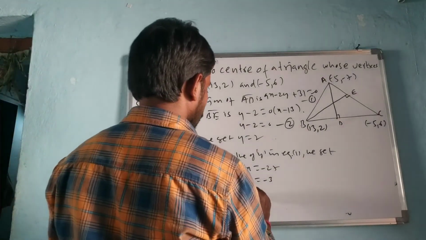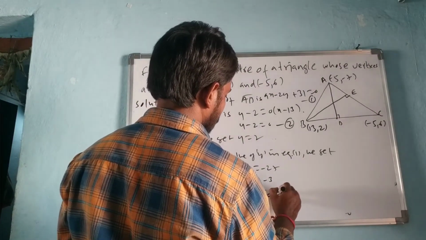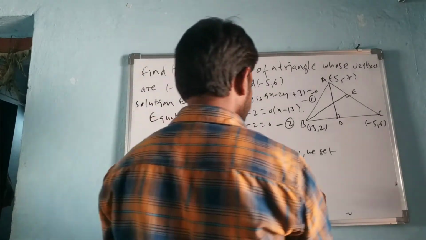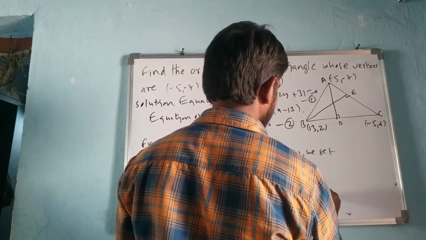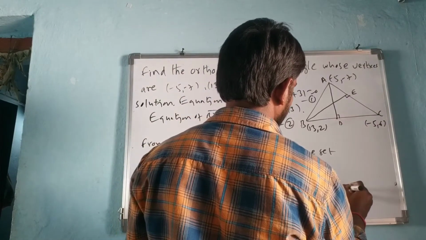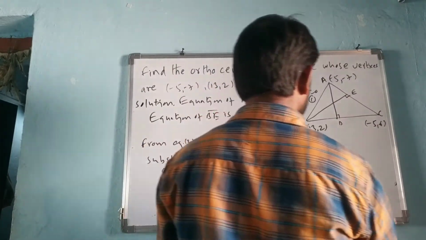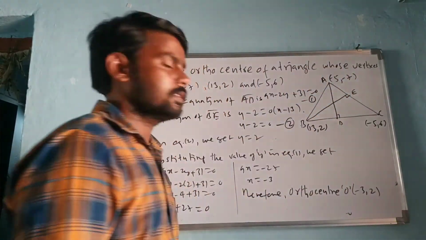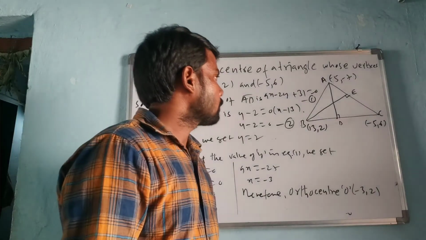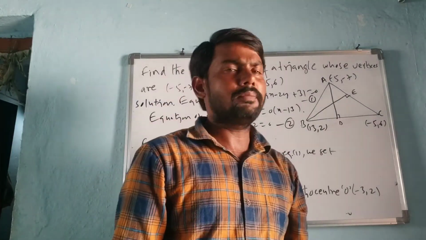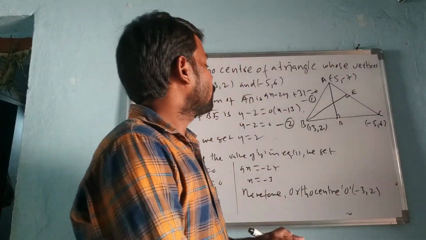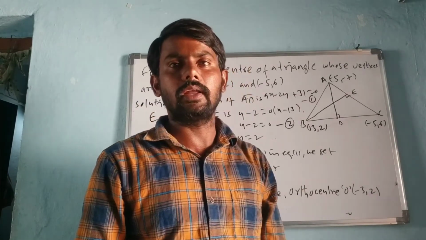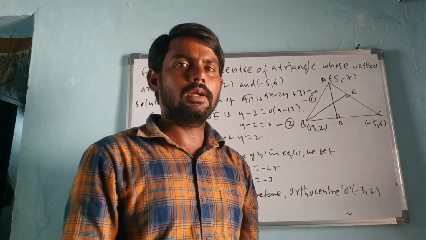Therefore the orthocenter O is minus 3 comma 2. So this is the method of finding the orthocenter of a triangle when the three vertices of a triangle are given.